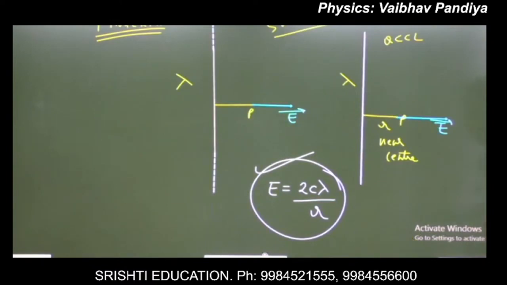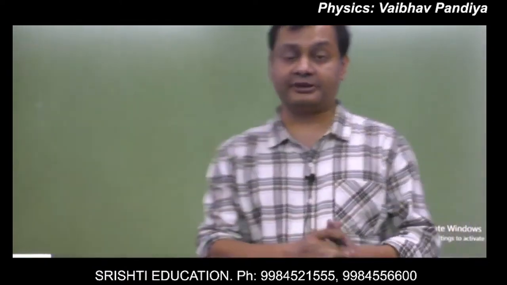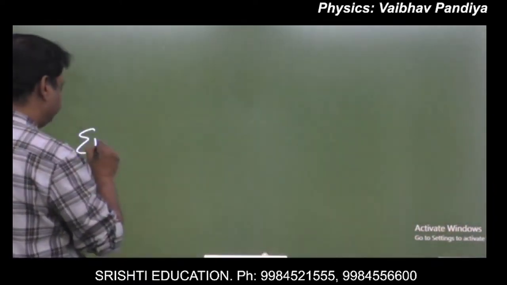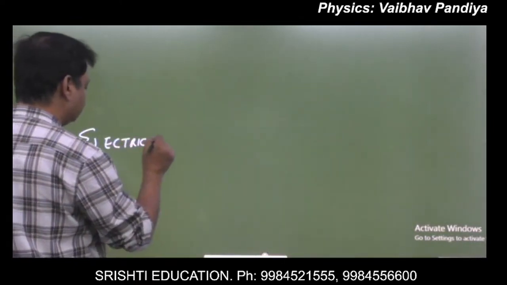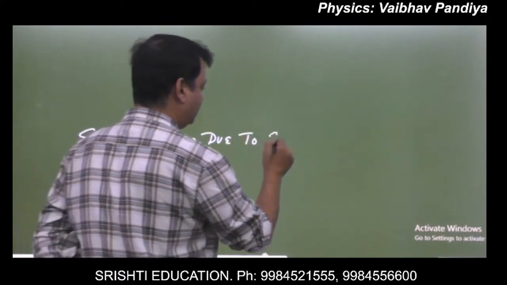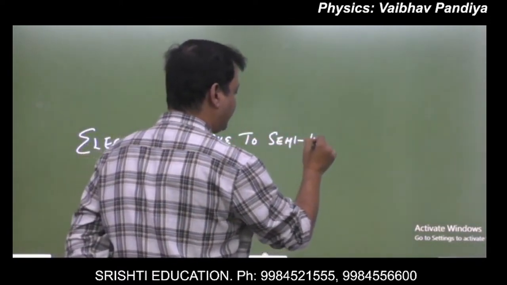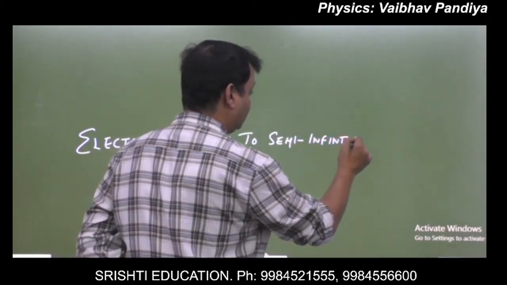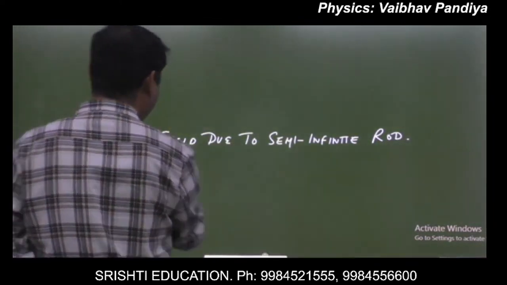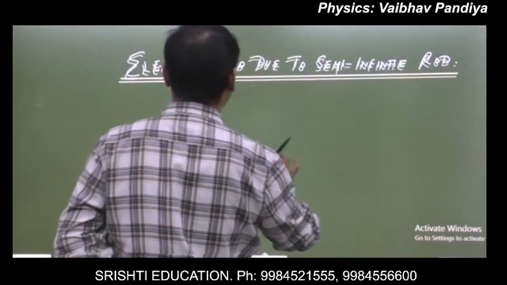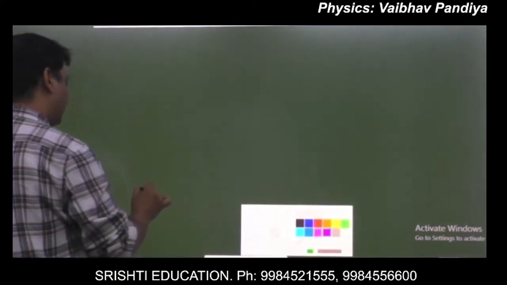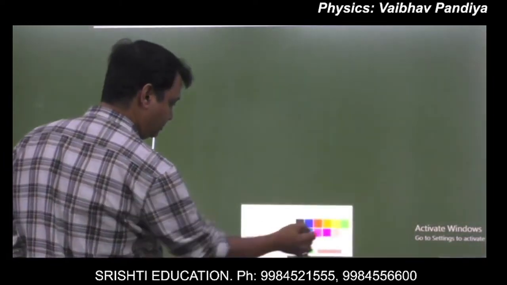Now we'll see the third model, which is also very important, especially for competitive problems. Electric field due to semi-infinite rod. Now, what is the meaning of semi-infinite rod? One end is at a finite position and another end is very far away, like this, something like this.